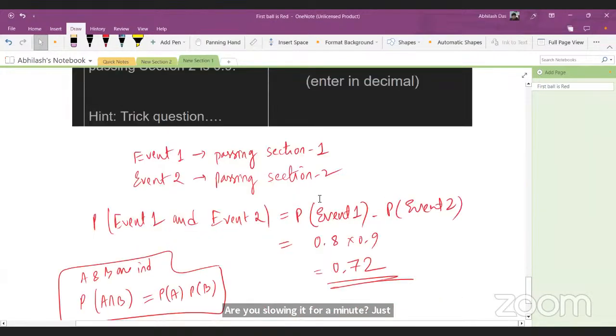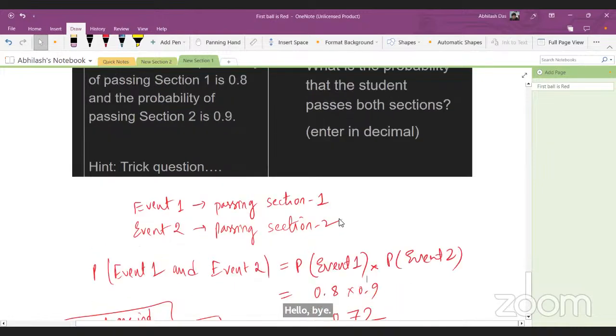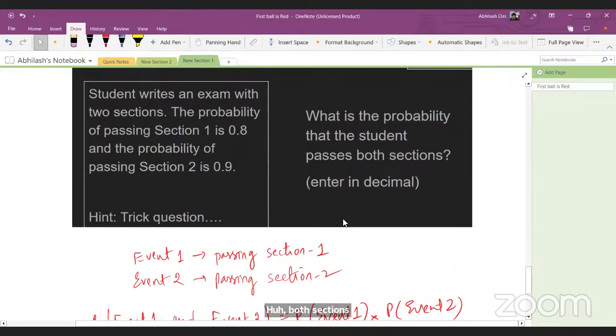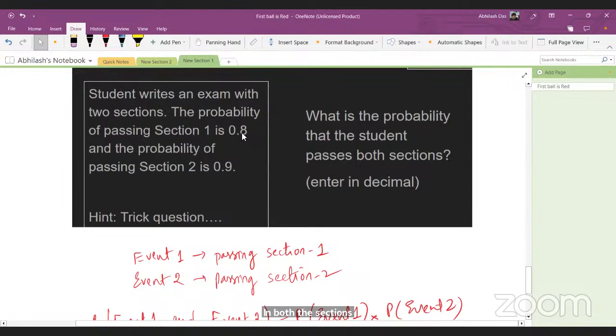Sir, if the question was, what is the probability that he will fail, then how would you solve it? Fail in both the sections. Yeah. Then you will take 1 minus of this, right? 0.8 will become 0.2. 0.9 will be 0.1. Then you will multiply. So 0.2 into 0.1.